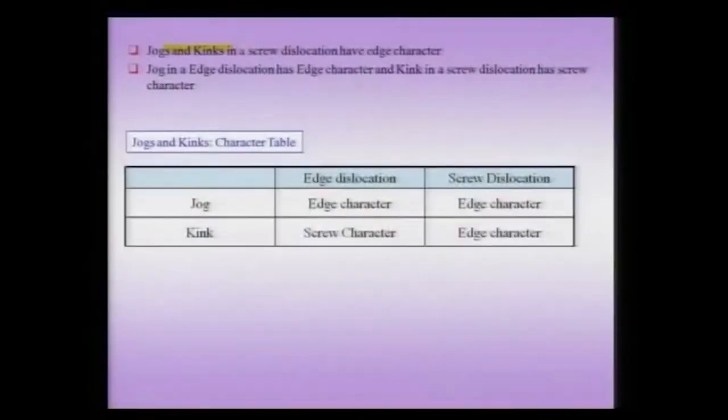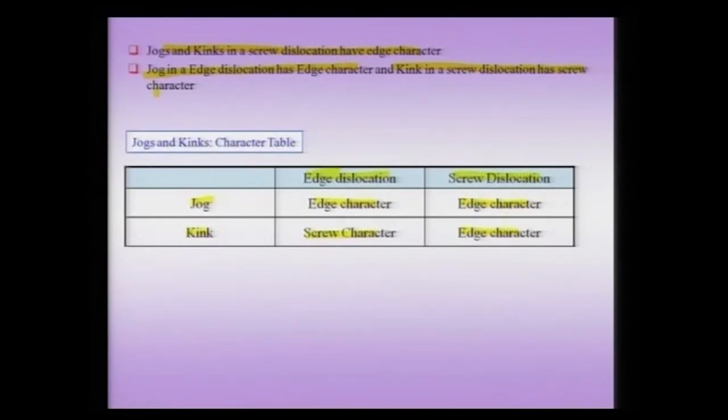Jogs and kinks in dislocations can have edge or screw character. A jog in an edge dislocation has edge character, and a kink in a screw dislocation has screw character. That character table has been summarized here. If you have a jog in an edge dislocation, it will have edge character, and if you have a jog in a screw dislocation, it will have edge character. On the other hand, a kink in an edge dislocation has screw character, and a kink in a screw dislocation has edge character.